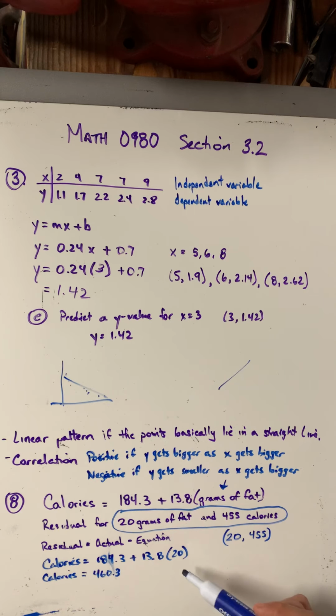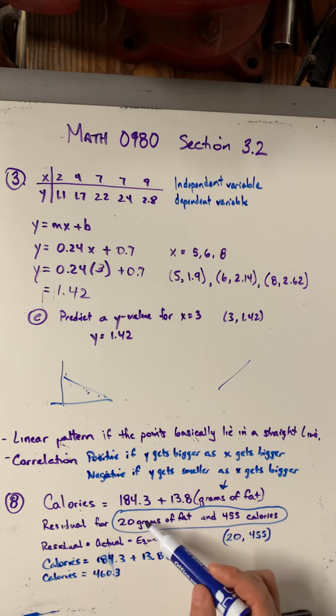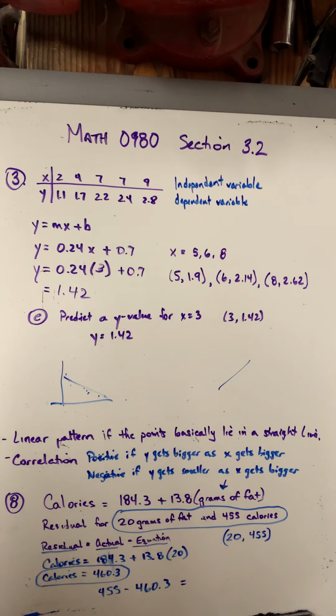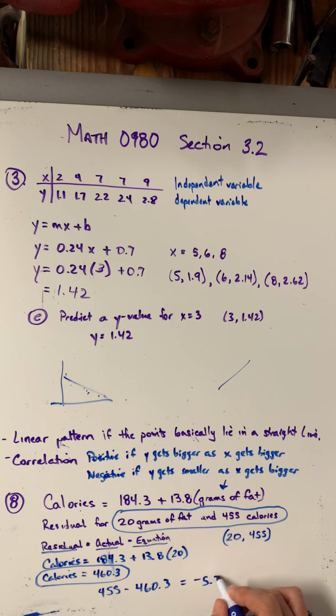So if I had put the 20 grams of fat into my equation, it would have predicted that that sandwich would have had 460.3 calories. But when I actually measured the 20 grams of fat, it came up with 455. What is the difference between those two? That's what a residual is. So notice here I have residual equals actual minus equation. So my actual was 455 minus what I got from my equation, which is 460.3. And so my answer ended up being negative 5.3.